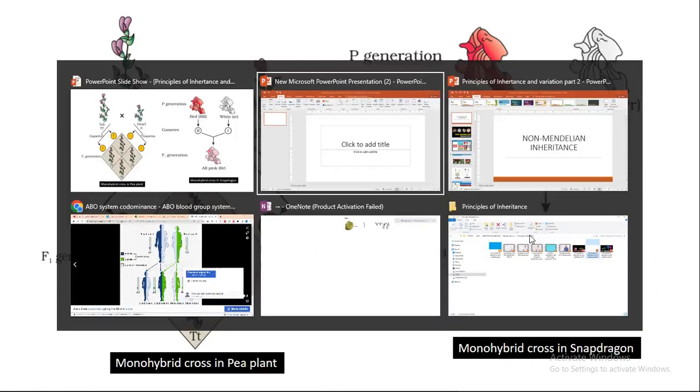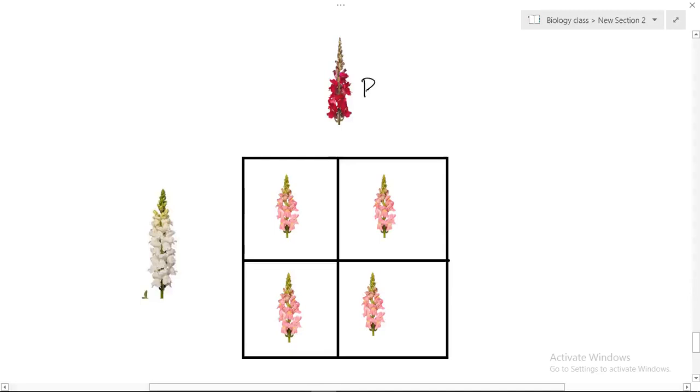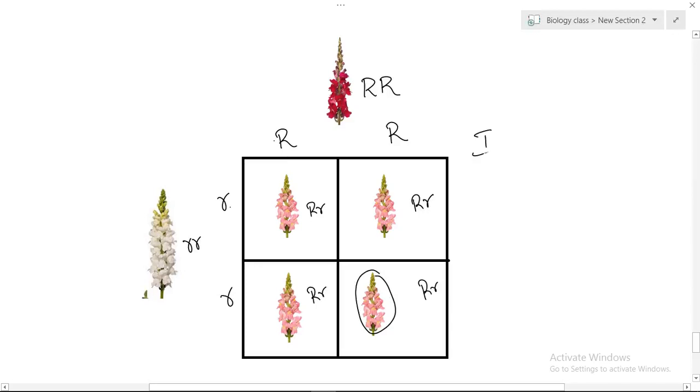Let's see that in a Punnett square in a very quick way. The red flower's trait is capital R, the white flower's is small r, okay? So what are their gametes? Capital R, and small r and small r. Okay, so what will happen? Capital R and small r, pink flower again, pink and pink.